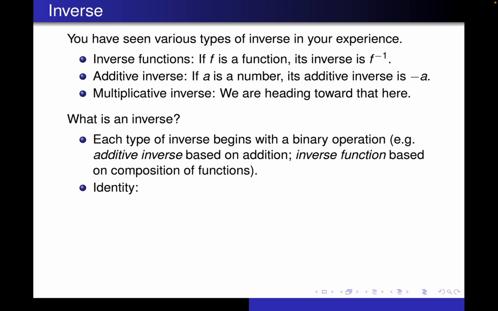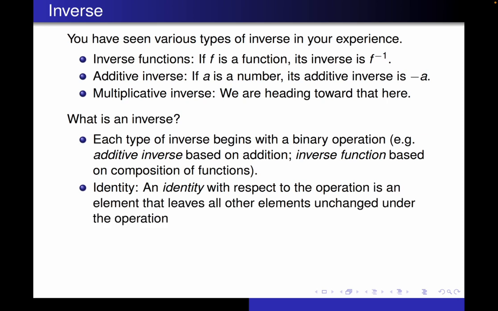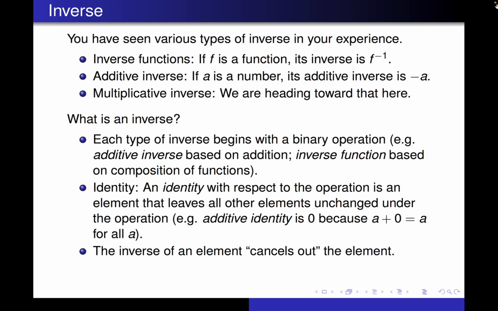operations has to have some kind of identity, right? And what I mean by identity is identity with respect to the operation, which means that that's an element that when we do that operation with that element and any other element in the set, it leaves it unchanged. For instance, our additive identity is 0, because when we add 0 to any number, it leaves it alone. A plus 0 equals A, no matter what number A is. So once we have an identity, the inverse of an element under that operation sort of cancels out the element.